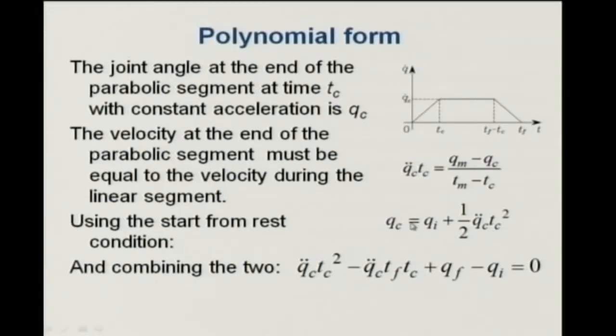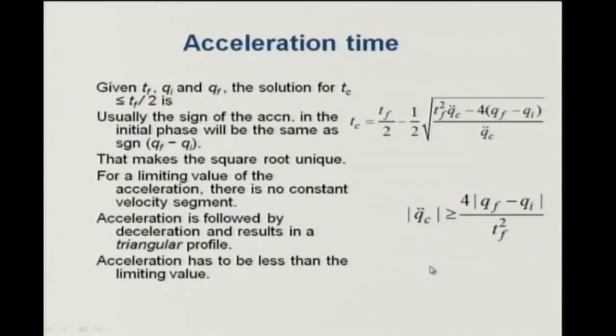And so you can combine these two equations, you eliminate qm and you get an equation in this form. Now this is a polynomial in Tc. So you are trying to solve for what is the Tc given some qc dot and these parameters. So this is a quadratic which you can obviously solve for Tc. Now when you solve it, you will get a plus minus sign here.